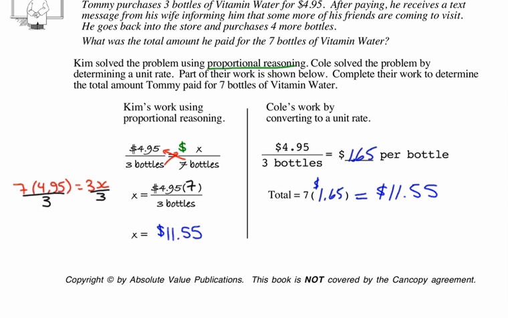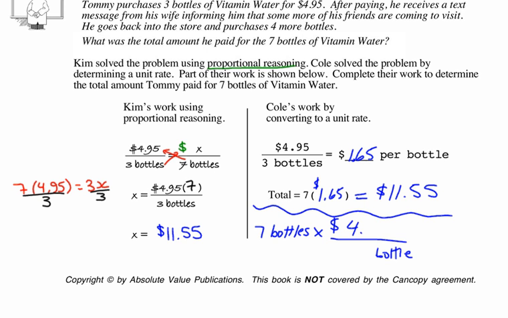Now you could have also used unit analysis. 7 bottles, just a little side note, times, so we want bottles to cancel out. We're looking for the dollars, and there was $4.95 for 3 bottles, and that would also give you $11.55. So all three methods would work.